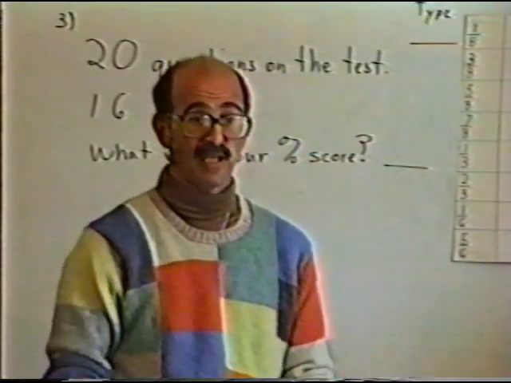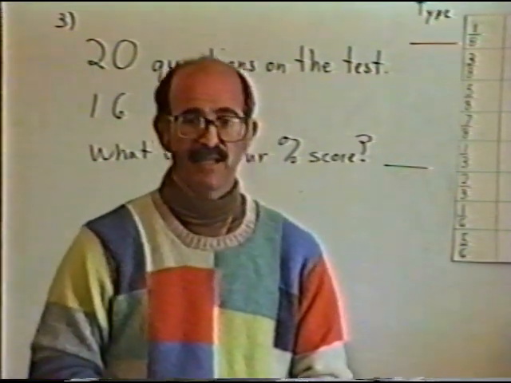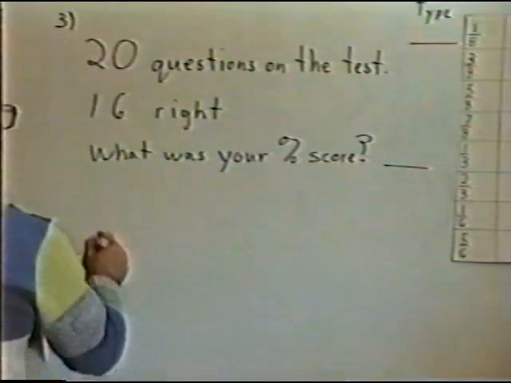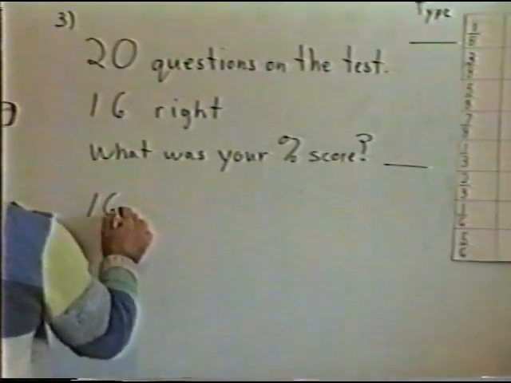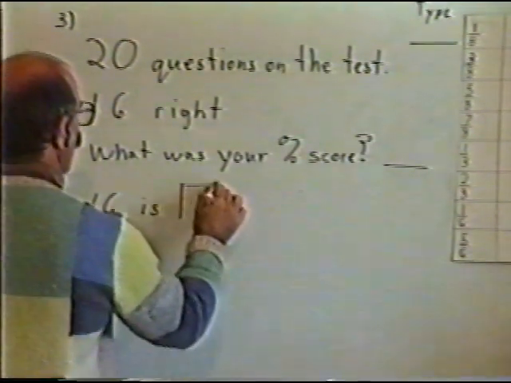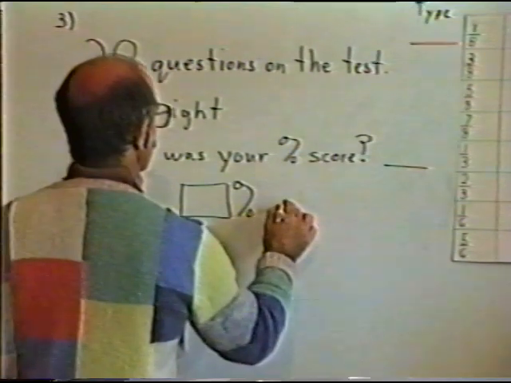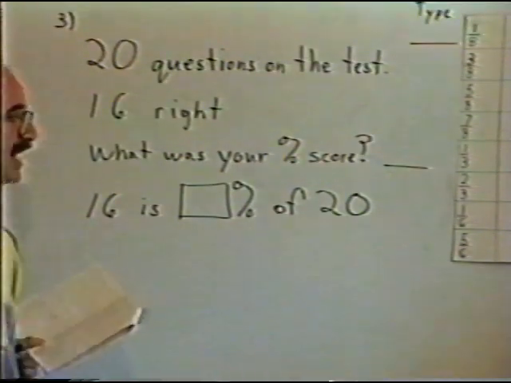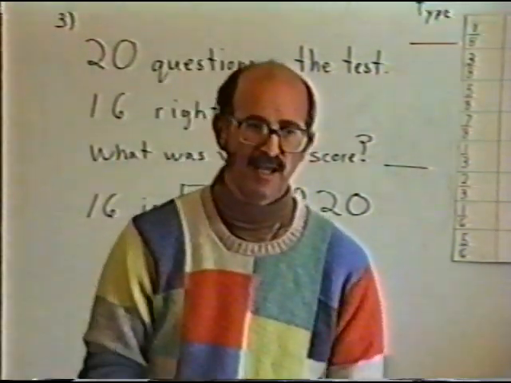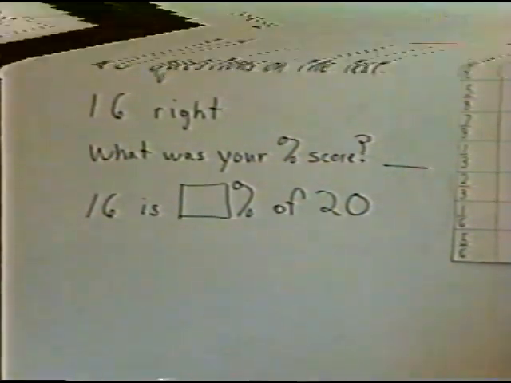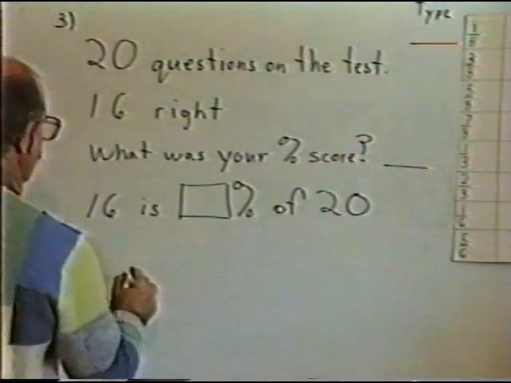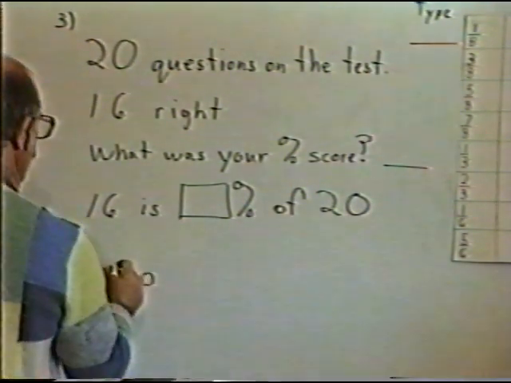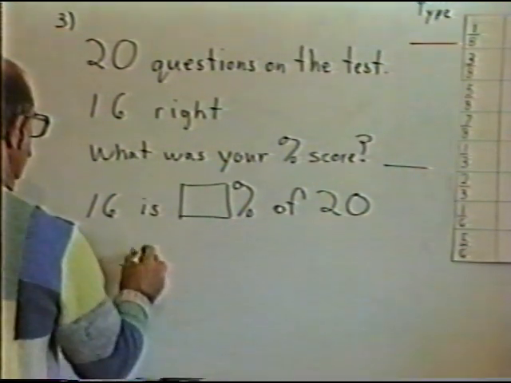Do you know the percent? No. That means that this is a type 2. 16 is what percent of 20? Type 2 problems, we just need to make a fraction. Which number do we put on the bottom? 20, because it is the whole thing and comes after the word of. The top number is 16.